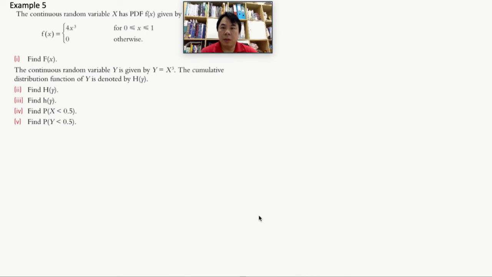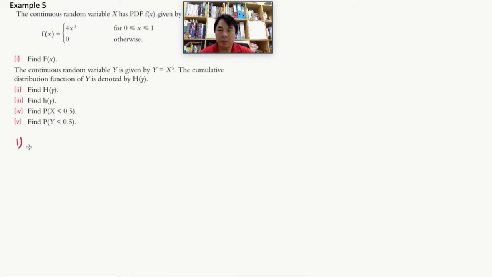Next, example number 5 here. As usual, we are also given probability density functions. The first one should be quite easy, and we'll work this through very quickly: to get the distribution function F(x). Then the second part: there is another continuous random variable given as y, and the relationship between the continuous random variables y and x is given as such. We are going to answer the following properties that relate to this relationship.